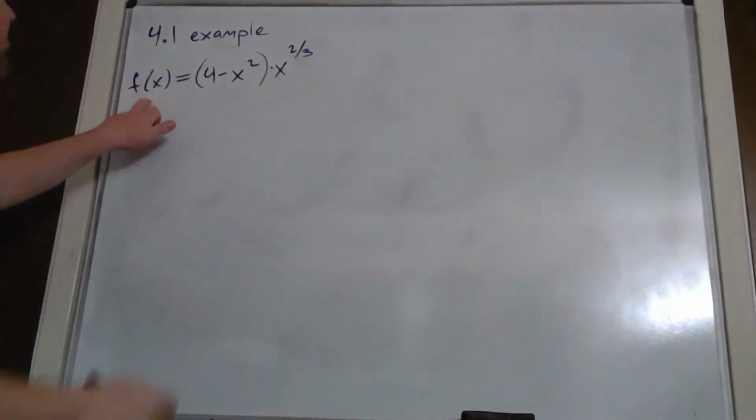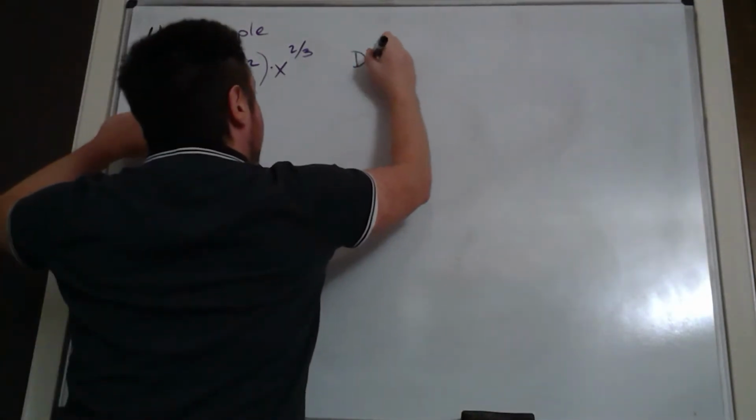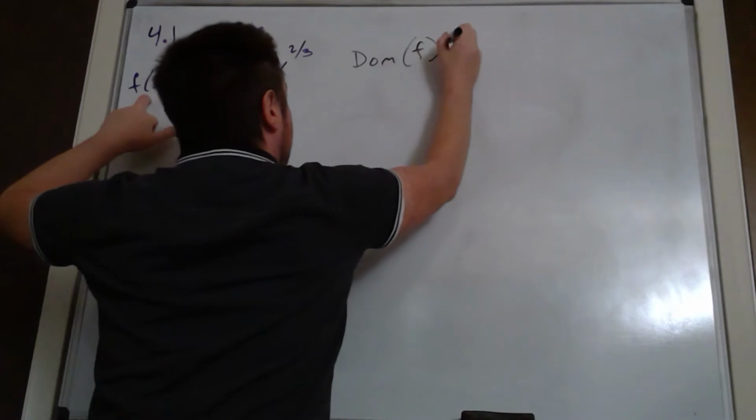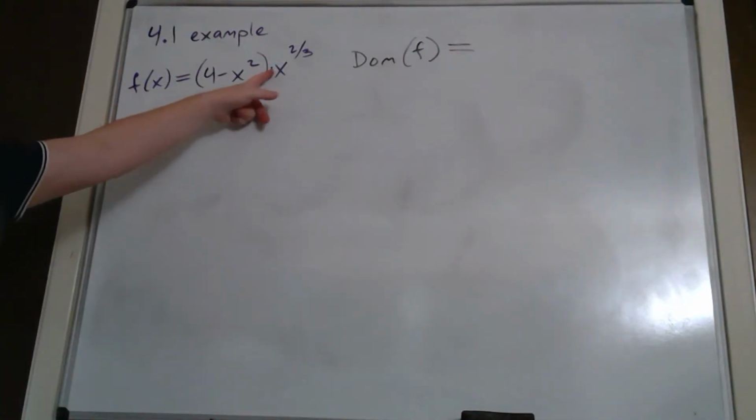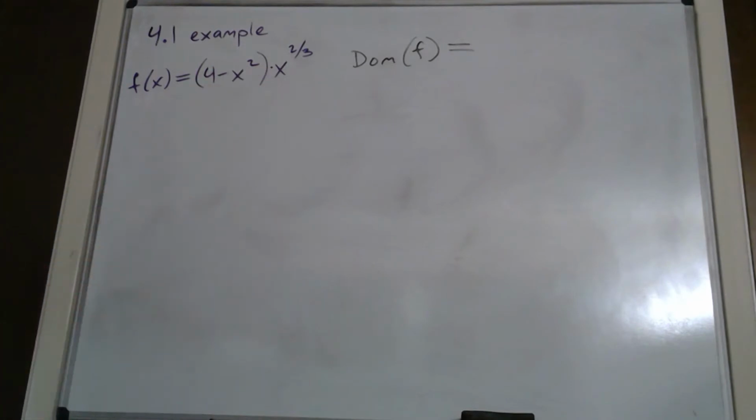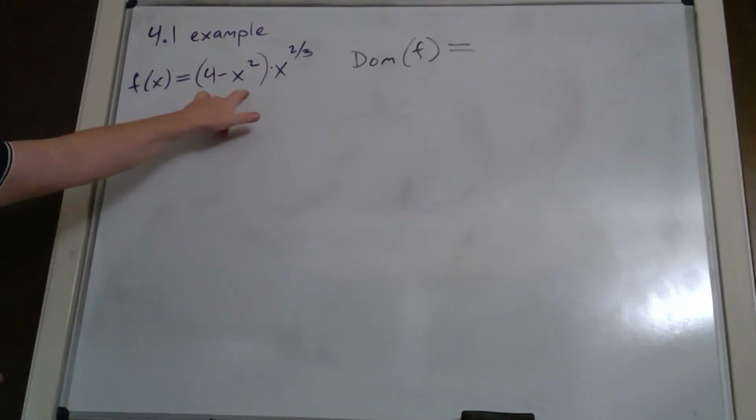First of all, though, the domain of this function f, my original function, is all real numbers. So let's talk about why that is. I've got a product here, a product of two functions. 4 minus x squared is a polynomial. That domain is all real numbers.